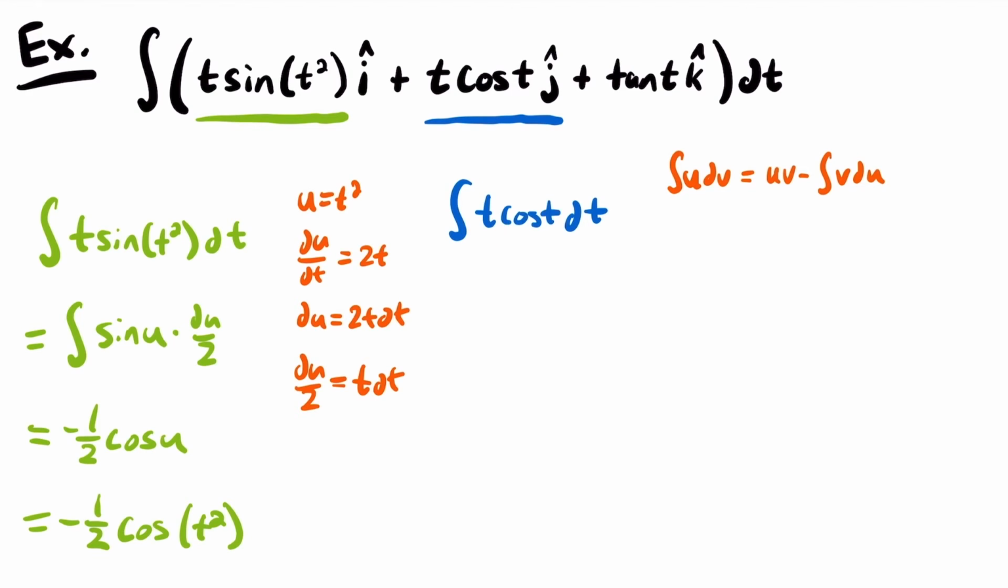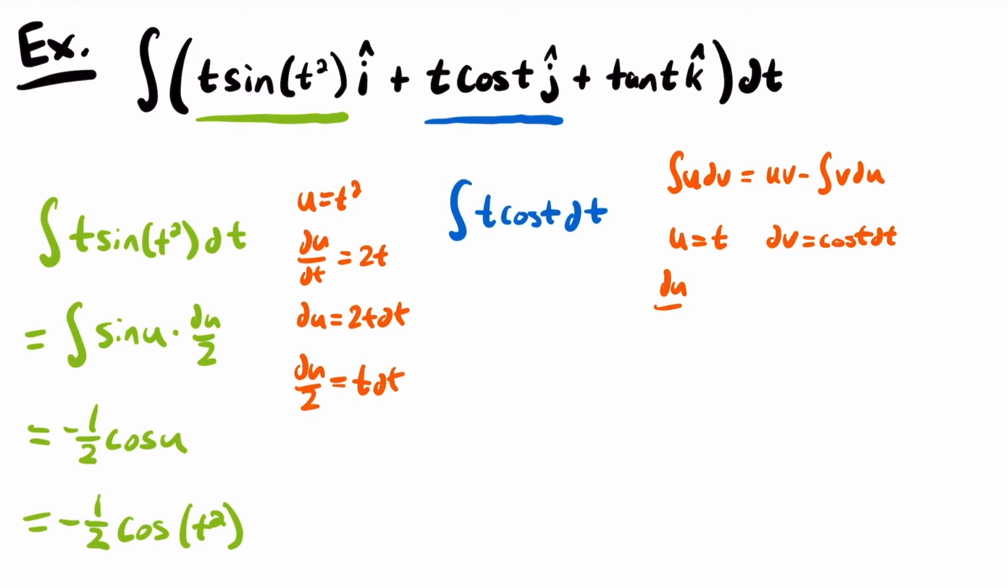You take the derivative of t, you just get 1, as opposed to cosine, whose derivative is negative sine. That doesn't get any simpler, it just becomes another trig function. So what I'm going to do is set u equal to t and set dv equal to everything else, which in this case is cosine t dt. And then what I'll do is differentiate u and integrate dv.